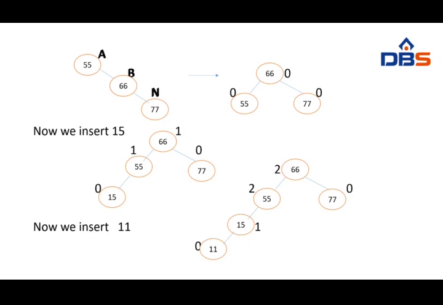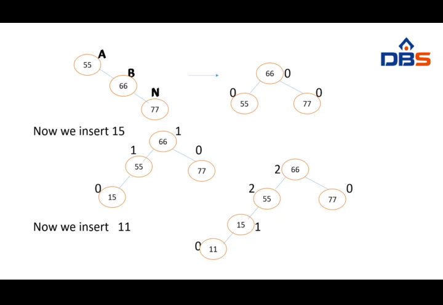So now we insert the element 15. 15 is less than 66, so we go to the left child. One node is already there, that is 55. 15 is also less than 55, so go to the left. Now we check balance factors. 15 and 77 are leaf nodes, so 0 and 0. Then 55 has balance factor 1, that is 1 on the left and none on the right, so 1 minus 0 is 1. Then for 66, left is 2 and right is 1, that is 2 minus 1 equals 1, so it is also balanced.